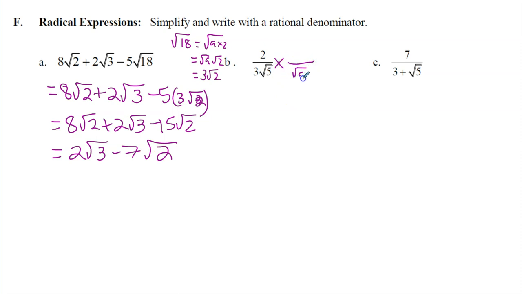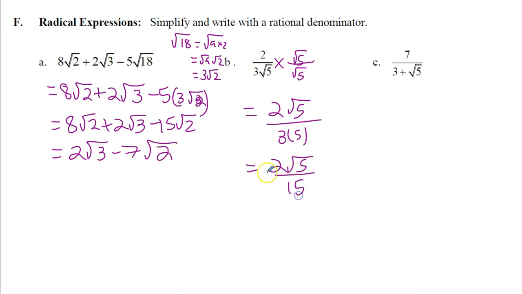With the radical in the denominator, we multiply the numerator and denominator by this radical. So 2 root 5. Root 5 times root 5 is 5. 3 times 5. 2 root 5 over 15, and no further simplification.